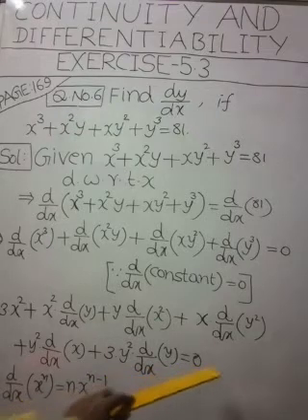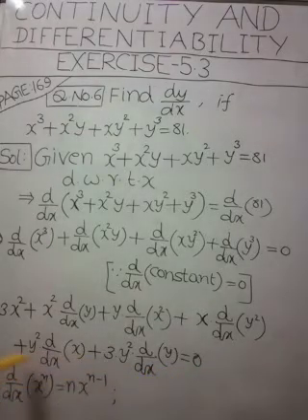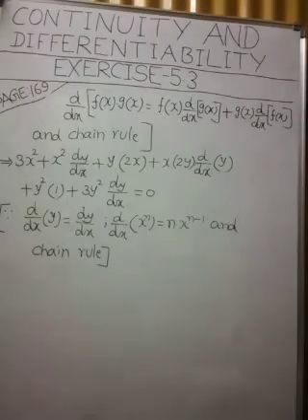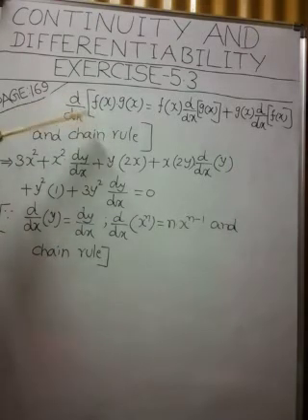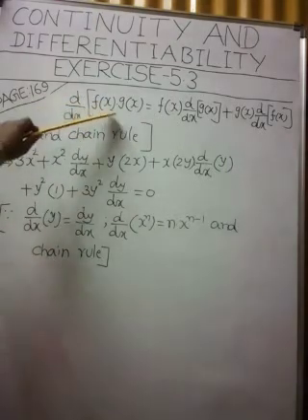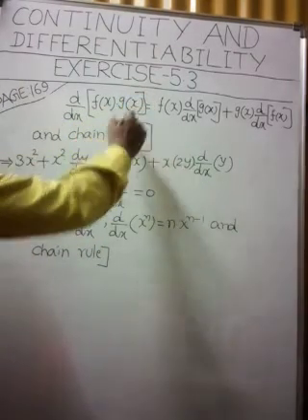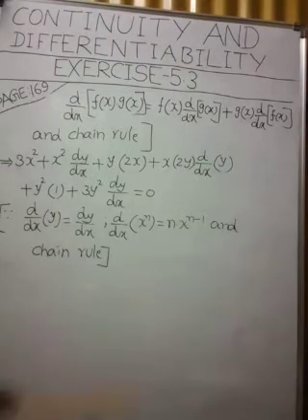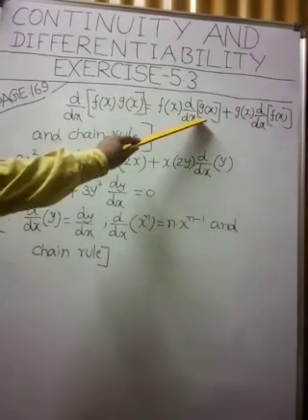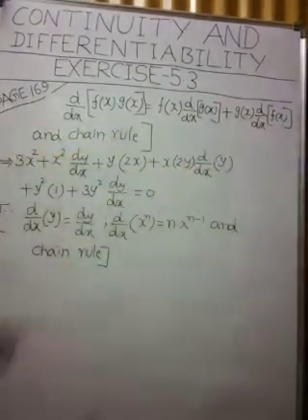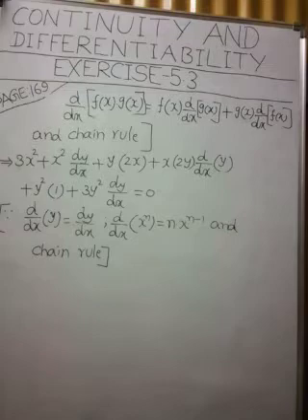Right, is equal to 0. Understood this equation, my dear children? Right. So for the previous step we use this formula, d by dx of f of x into g of x is equal to f of x into d by dx of g of x plus g of x into d by dx of f of x, and chain rule. We used all these formulae. Okay, my dear children? Right.